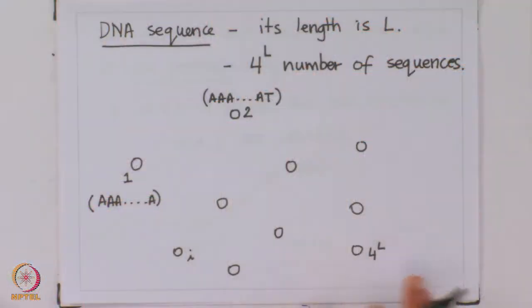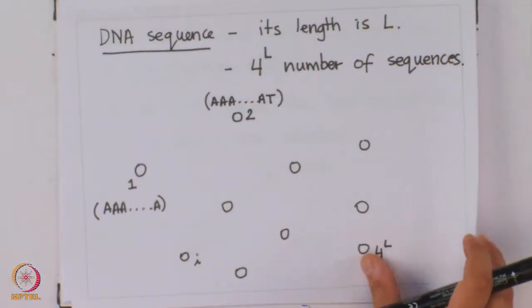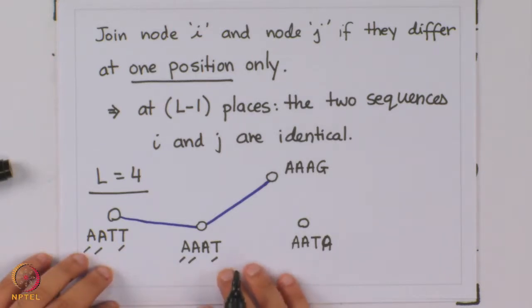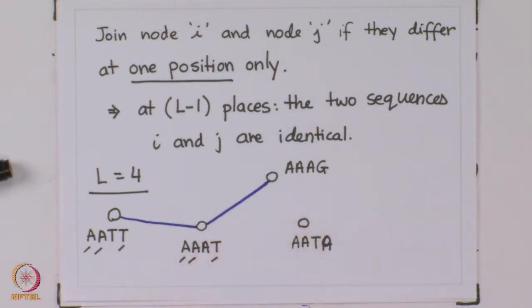And if L is the genome of an organism, we are talking of a very large number of nodes. Again, we connect 2 nodes if they only differ by one nucleotide position. What is the significance of connecting them if they only differ by one nucleotide position? We want to do that because this linkage gives us an idea about how a sequence might jump from one particular sequence to another particular sequence.